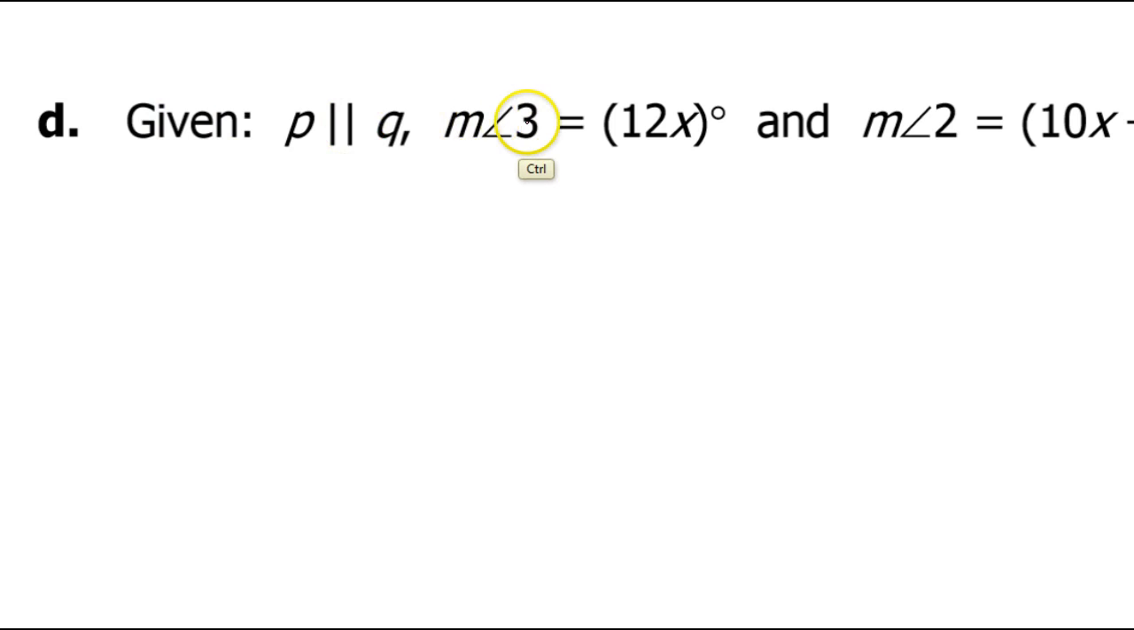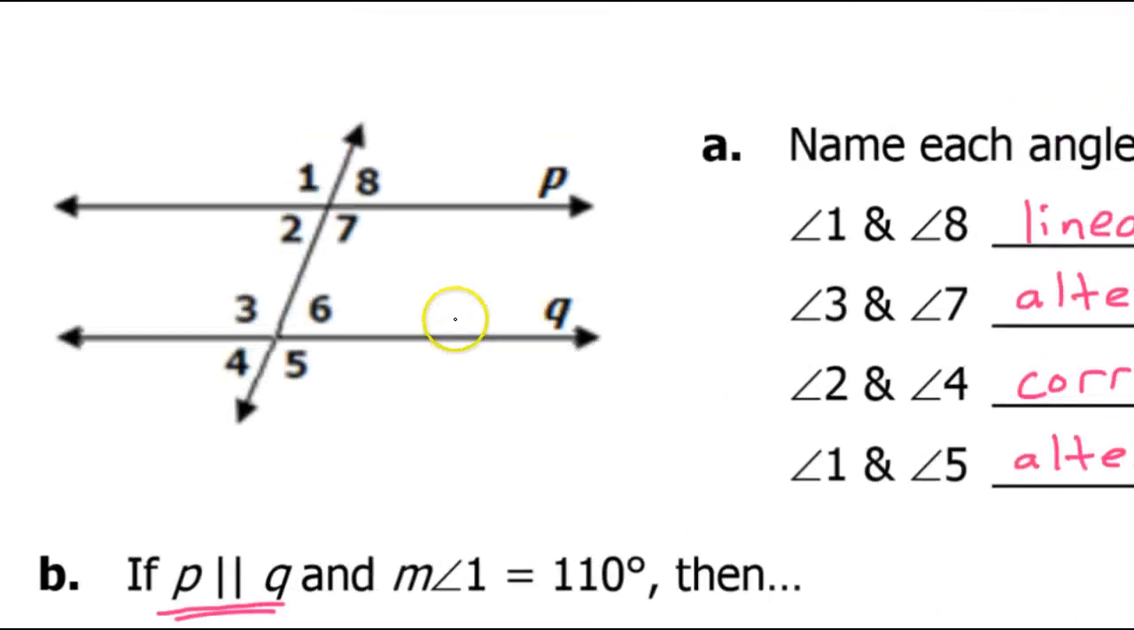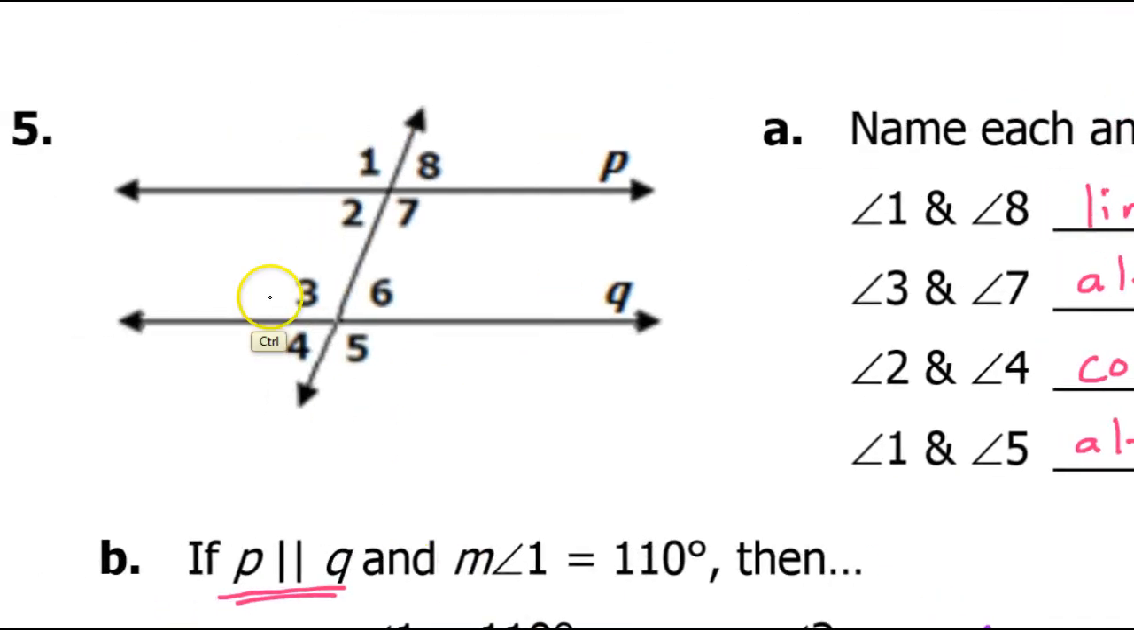Okay, now here on part D, they are talking about angle 3 and angle 2. So let's see how those are related. Alright, so here's angle 3 and here's angle 2. At a glance I can tell that these should be supplementary if the lines are parallel. The name of this angle pair is consecutive interior angles. See how they are between the lines and they're on the same side. That makes them consecutive interior.